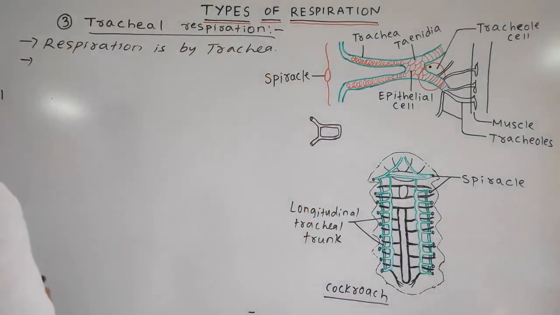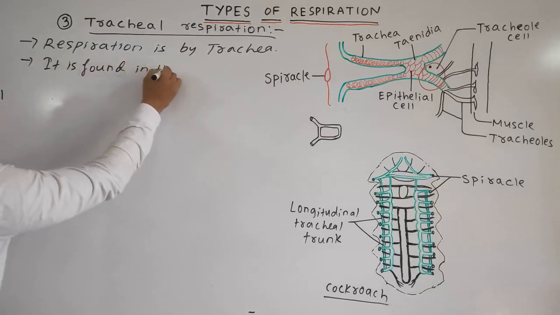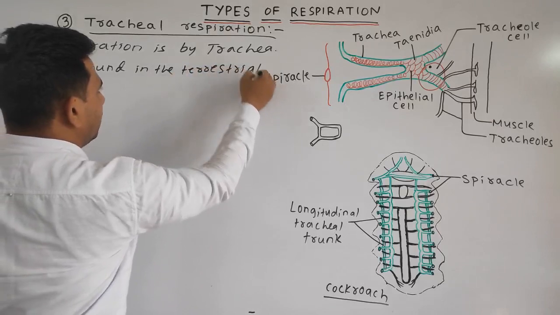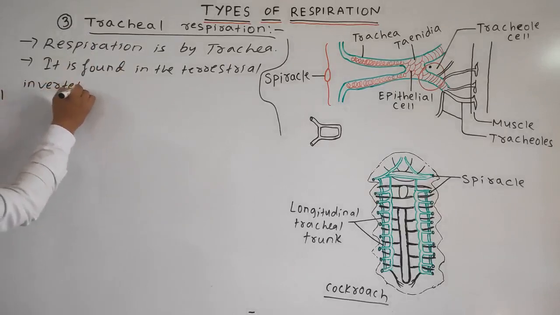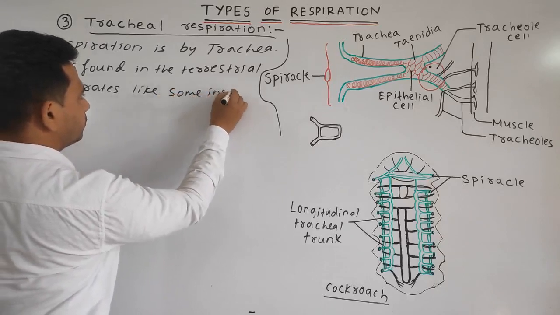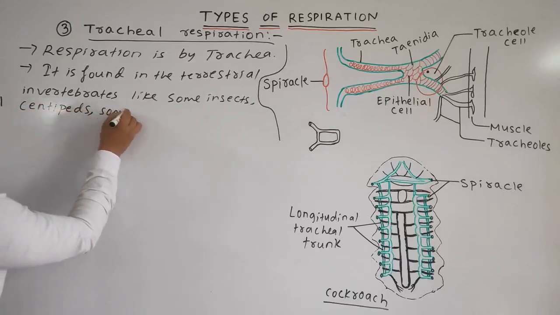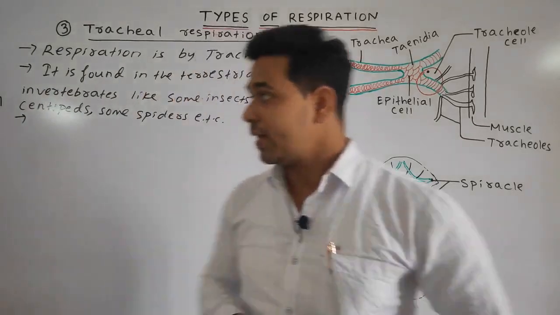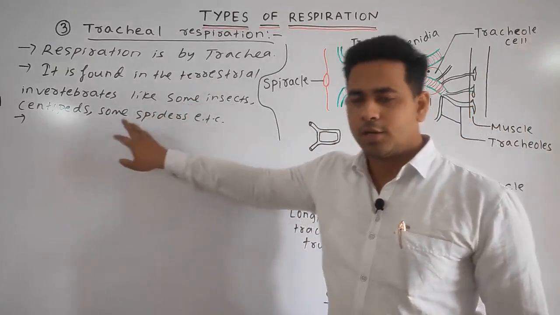Okay, so we'll write our second point: it is found in the terrestrial invertebrates like some insects, centipedes, some spiders, etc. So in the case of the tracheal respiration, it is generally found in the terrestrial invertebrates like some insects, centipedes, some spiders, etc.